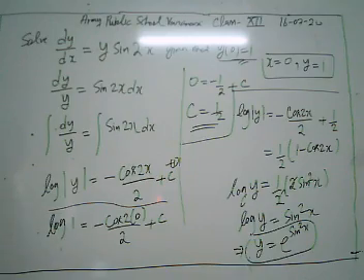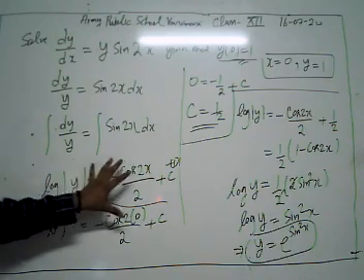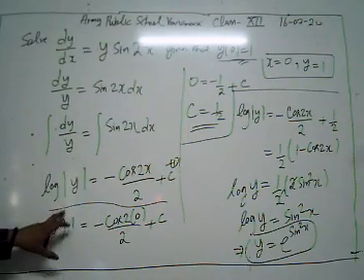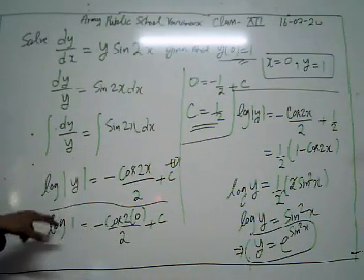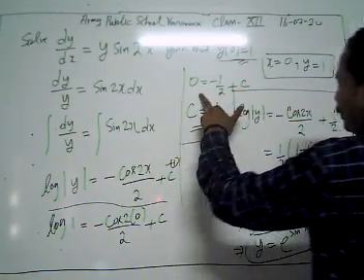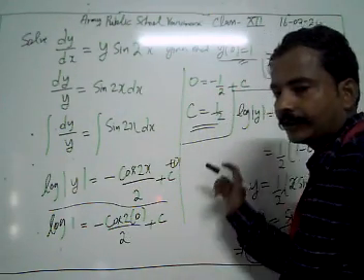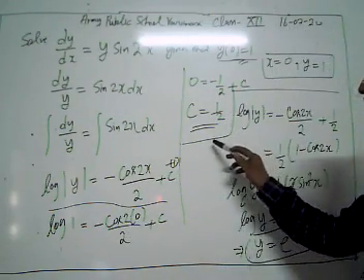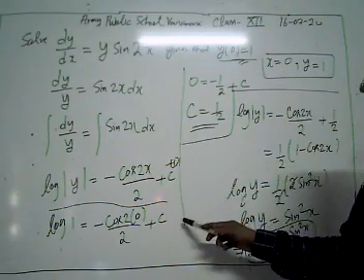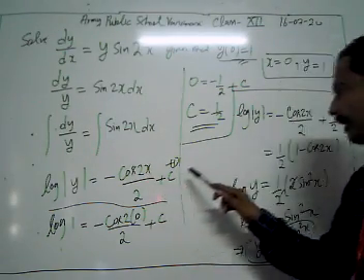After log y, what do we do? We are going to use our condition: y is 1, x equal to 0. Then log 1 is 0, cos 0 is 1, and we have 0 equals minus 1 by 2 plus c. After solving, we get the value of c as 1 by 2.